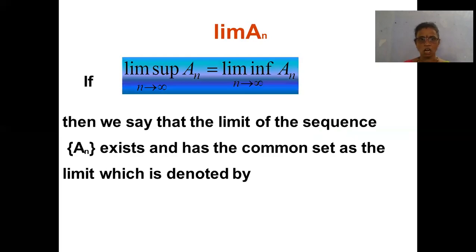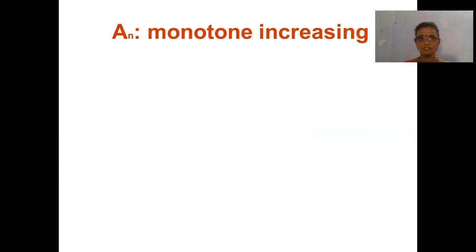Then we have to see limit A n, that is, if limit supremum A n equal to limit infimum A n where n tends to infinity, then we say that the limit of the sequence of sets A n exists and has the common set as the limit, which is denoted by limit A n as n tends to infinity.